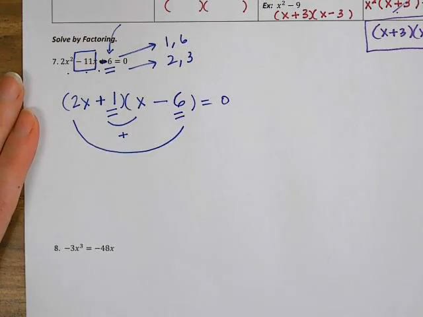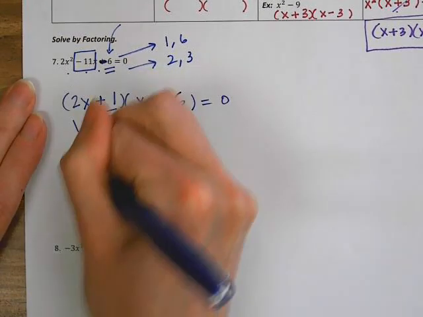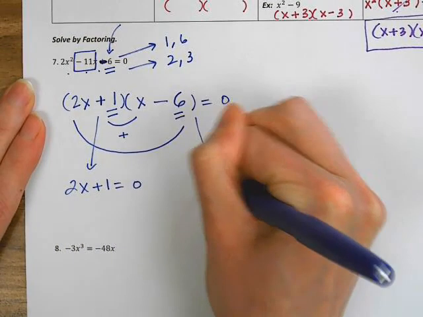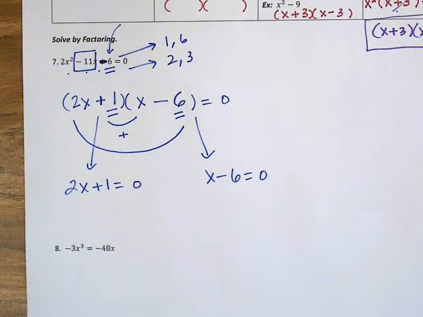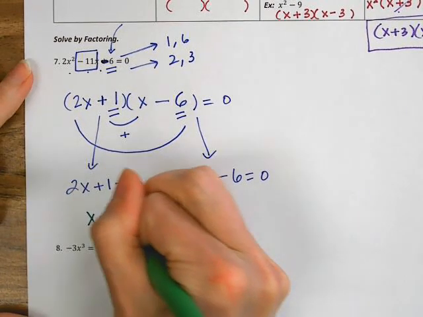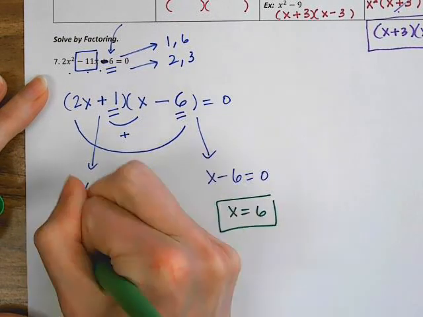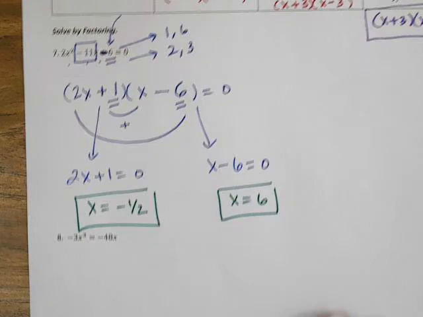And then if you set them equal to 0 and solve, you say when does 2x plus 1 equal 0? And when does x minus 6 equal 0? And then if you draw the wall and solve, this one ends up being negative 1/2, and this one ends up being positive 6 when you solve. So sorry about that typo.